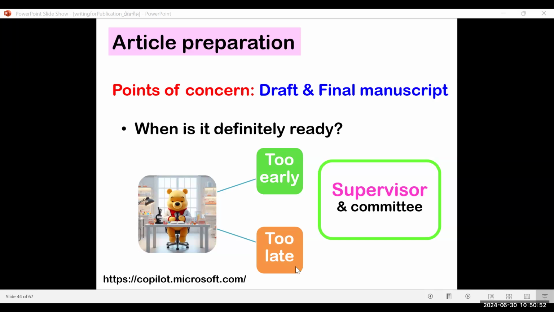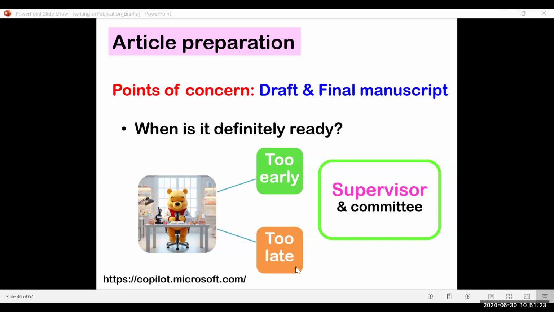Of course, during the course that you make a draft, you need to consult closely with your supervisor and your team in case you are preparing research articles that extract from your research work that you get grant from some agency. I said supervisor and committee because you may not have only one supervisor.